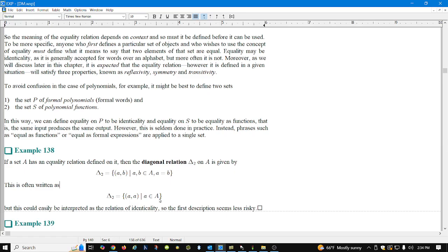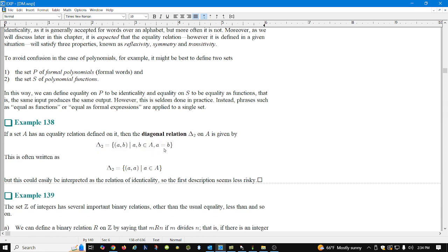It's okay, but this could be misinterpreted, or let's just say interpreted, as the relation of identicality. Whatever goes here, the same exact thing goes here. And so that could lead to some misinterpretation. So probably I would suggest sticking with this first version to emphasize that there has to be a notion of equality on the set. But this is a fairly common way to write that.